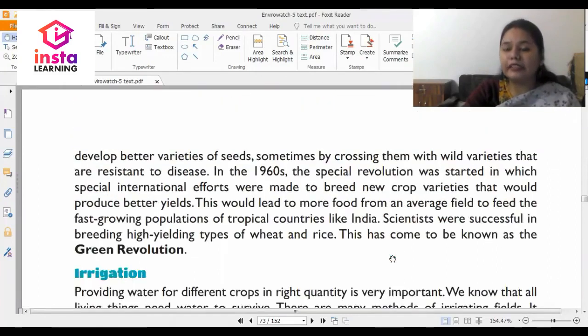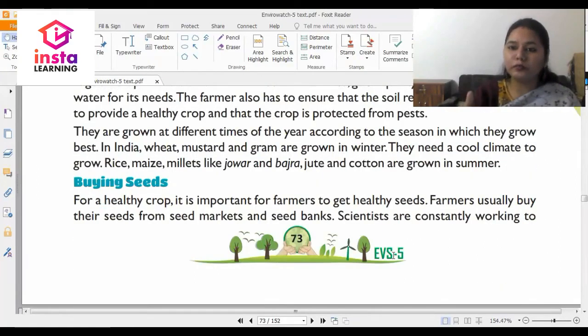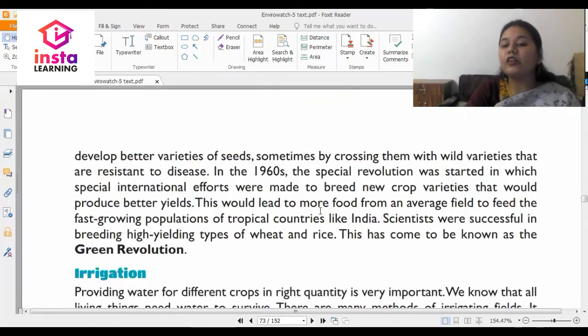Now you have buying seeds. The crop has to be grown, so of course you need to have seeds. For a healthy crop, it is important for farmers to get healthy seeds. Farmers usually buy their seeds from seed markets and seed banks. Scientists are constantly working to develop better varieties of seeds, sometimes by crossing them with wild varieties that are resistant to disease.